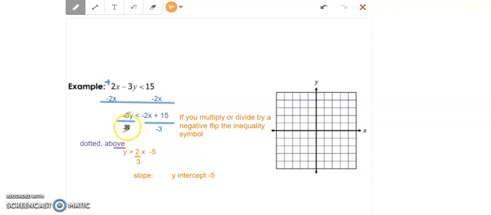So when I divided both sides by negative 3, if you multiply or divide by a negative, you have to flip the inequality symbol. So notice that I go from y is less than to now y is greater than. And now my slope is going to be negative 2 divided by negative 3 becomes positive 2/3. So my slope is going to be 2/3. And feel free to pause the video if you need to. And then 15 divided by negative 3 is going to become negative 5, so my y-intercept is negative 5.